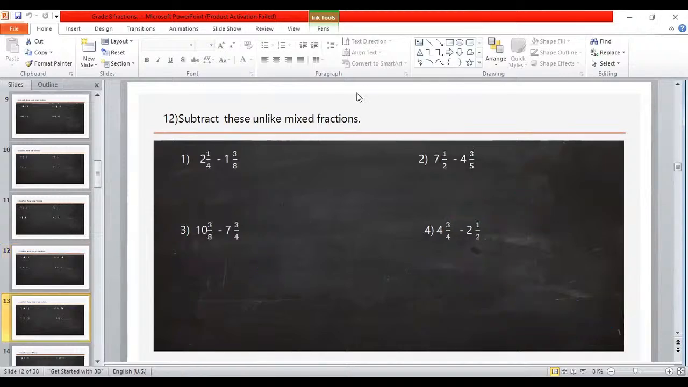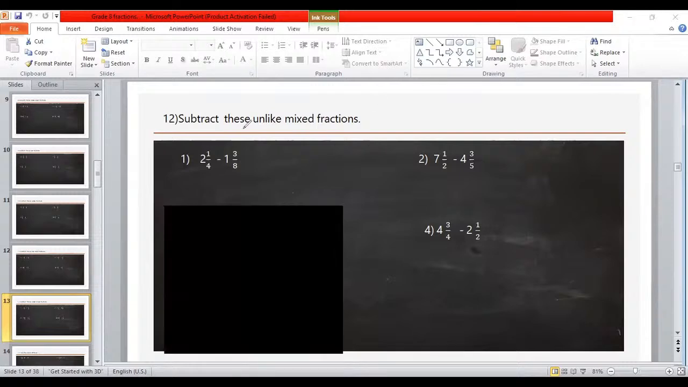Subtract these fractions. I need a little bit more space, so I will erase the one below. Now look at this, 2 and 1 fourth minus. So two methods of doing this one. 2 minus 1 plus 1 over 4 minus 3 over 8. Right. 2 minus 1, like earlier, you can follow like this.